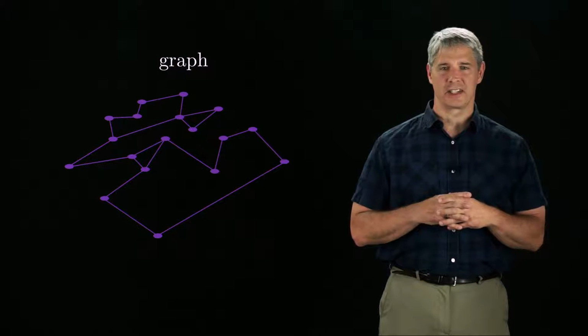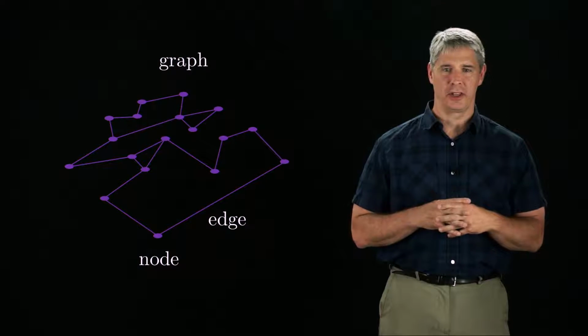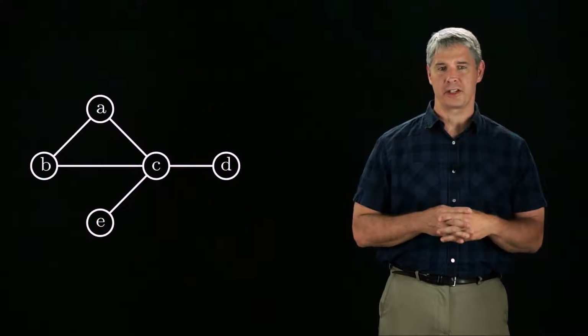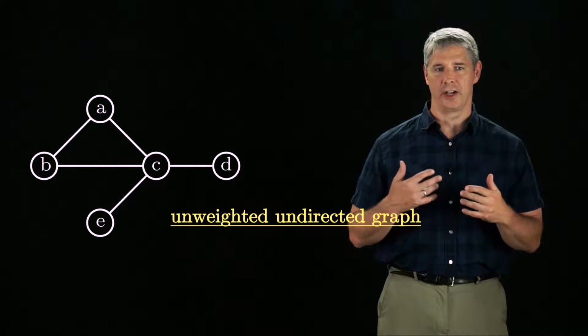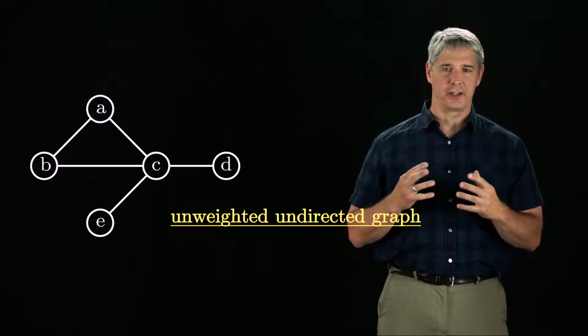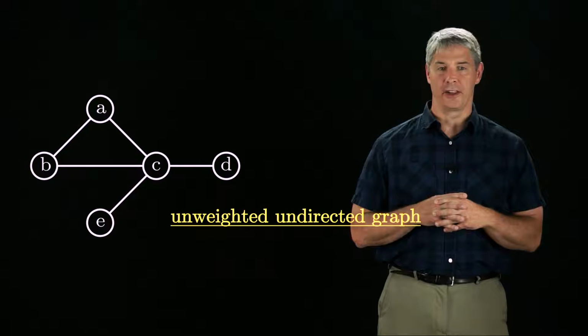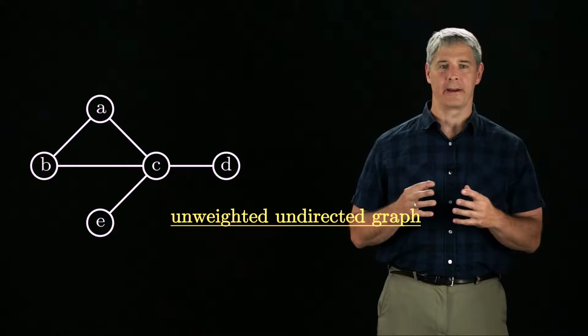A graph consists of a set of nodes and a set of edges between them. Consider, for example, this graph consisting of 5 nodes, lettered A through E. Drawn this way, each edge can be followed in either direction, so we call this an unweighted, undirected graph. It's undirected because each edge can be followed in either direction. It's unweighted because the cost of traversing any edge is the same.